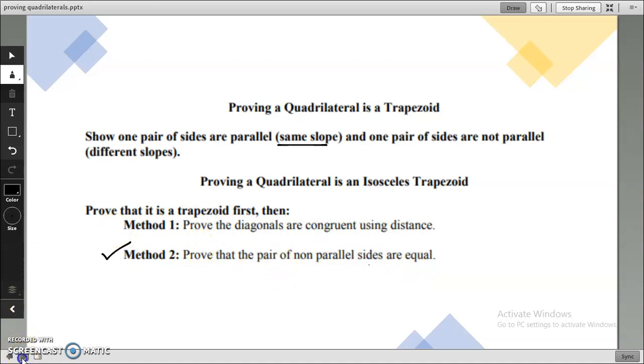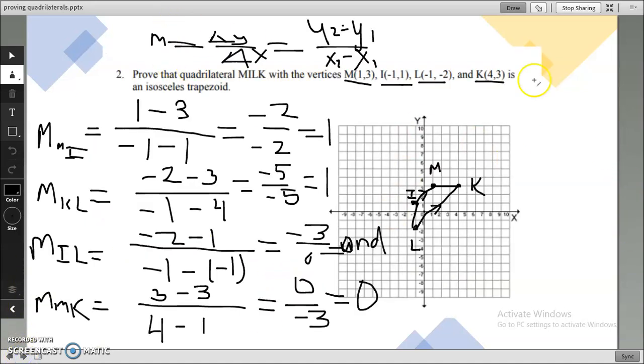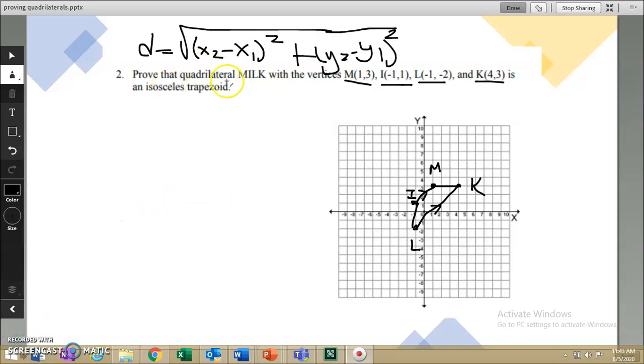So we're going to use the distance formula. Of course I need to erase everything that I have here so far because I don't have enough room. Okay, and I went ahead and put the distance formula up there just for our memory. Distance is equal to the square root of x2 minus x1 squared plus y2 minus y1 squared. So we need to find the distance of IL first to see if it's equal to MK, because those were the sides that were not parallel.